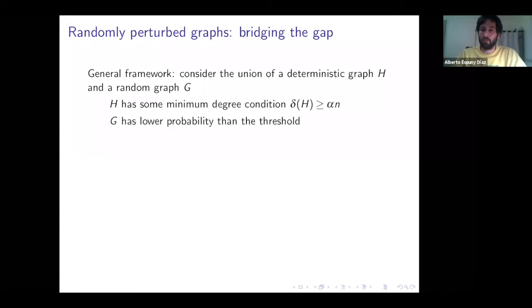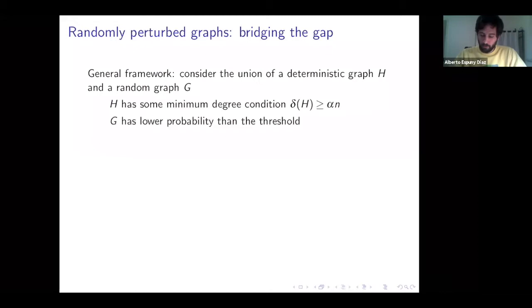So you should think of this alpha n here with alpha being lower than 1/2, because in the case of Hamiltonicity, this means that H does not necessarily contain a Hamilton cycle. And if G has probability lower than log n over n, then with high probability it will not contain a Hamilton cycle. And the main question is whether, when you take their union, you can somehow guarantee that you will find a Hamilton cycle with sufficiently high probability.